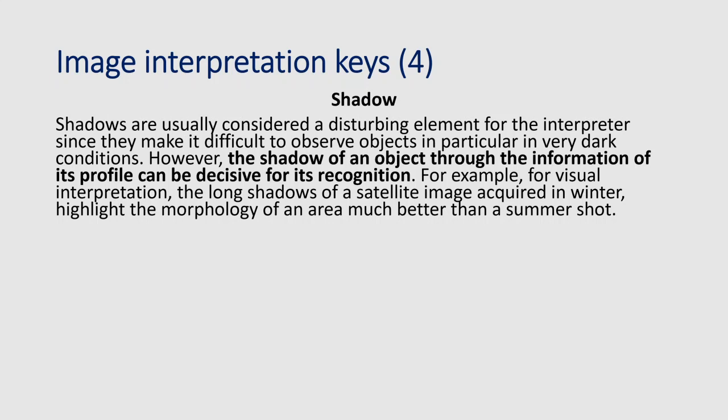For example, for visual interpretation, the long shadows of a satellite image acquired in winter highlight the morphology of an area much better than a summer shot, of course, and this depends on the height of the sun over the horizon. If it's very low on the horizon, we will have larger and longer shadows, and that could allow some particular extraction of information. So, for example, in this case, it's simpler to recognize the morphology of an area.